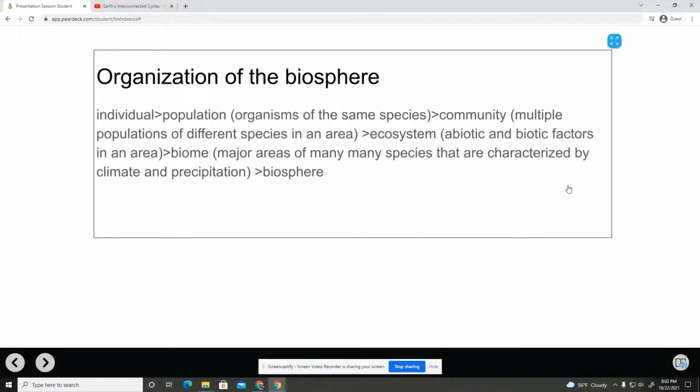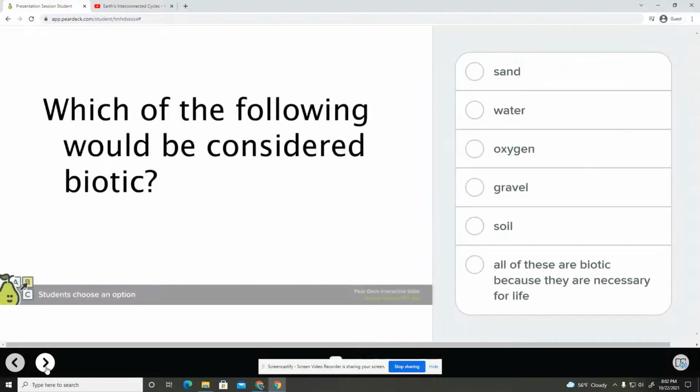Understand the organization of the biosphere: individuals make up a population, populations make up a community, communities make up ecosystems, ecosystems make up biomes, and then biomes make up the biosphere. You've done this in middle school, so I'm not going to spend too much time talking about this.